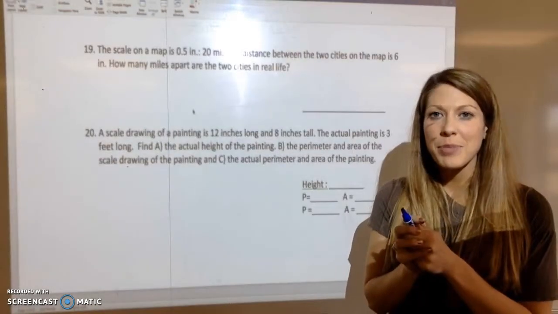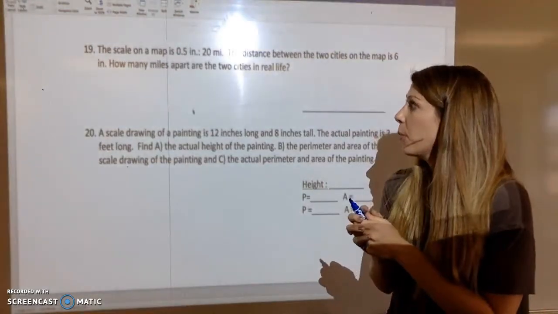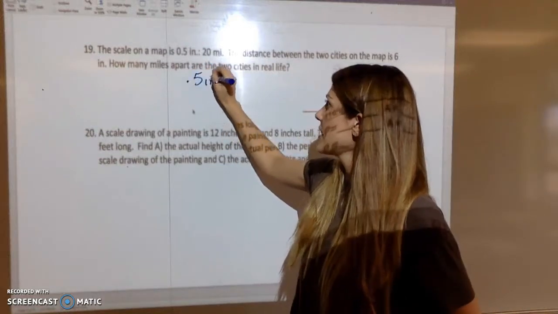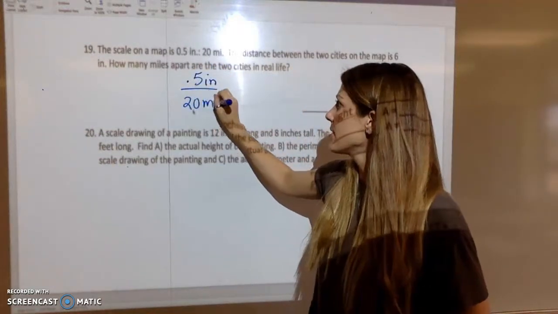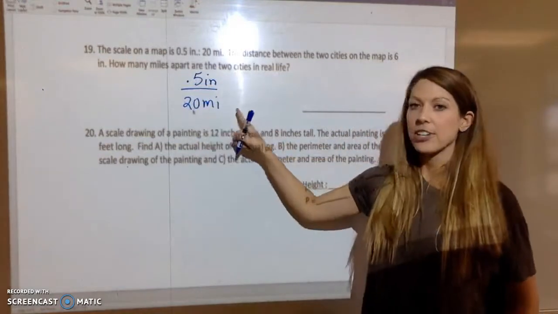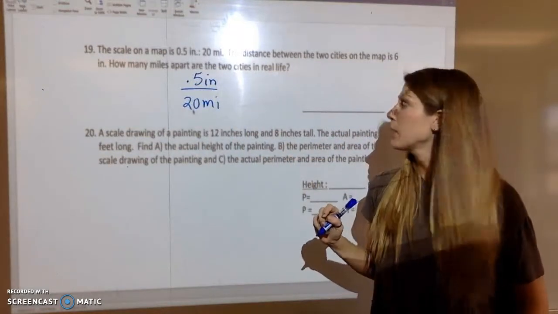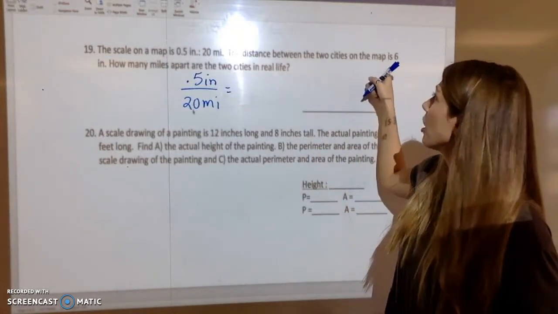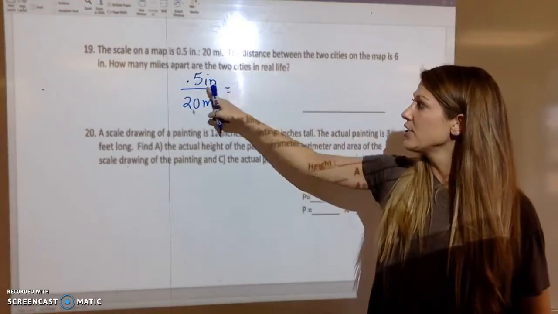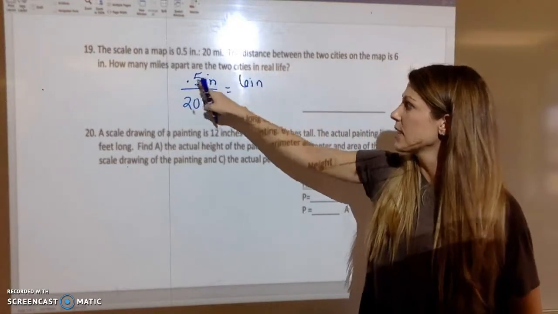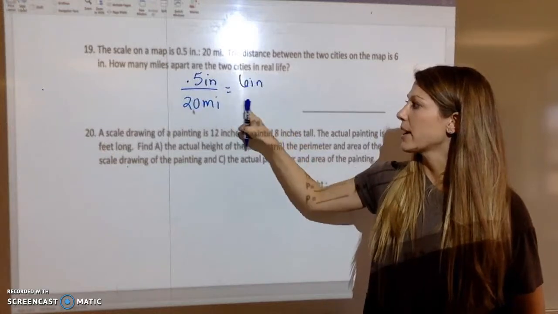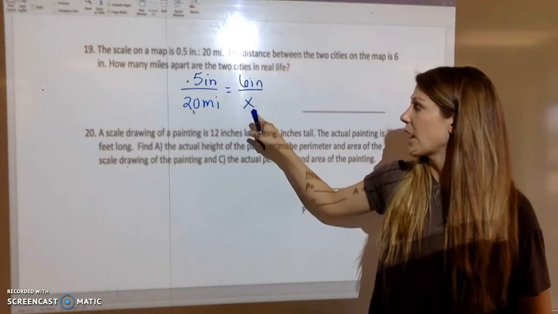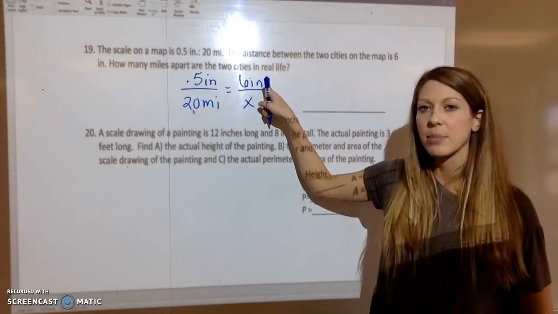All right, last two problems about scale factors. This one's talking about a map. It tells us that 0.5 inches on the map is 20 miles in real life. So we would set up our first ratio as 0.5 inches to 20 miles. And then the distance between the two cities on the map is 6 inches. So inches and inches. So the top is for our scale. The bottom is for actuality, how far apart the cities actually are. So we want to find how far apart they are if they are 6 inches apart on the map.